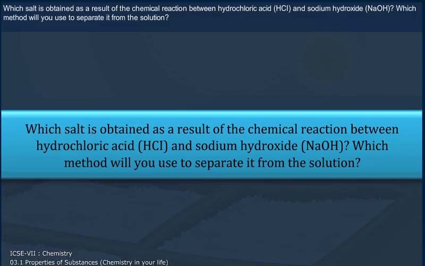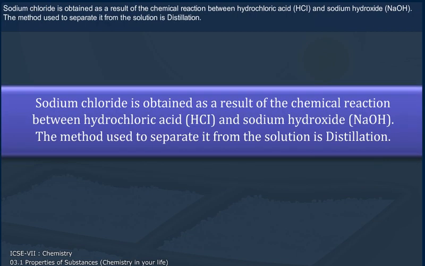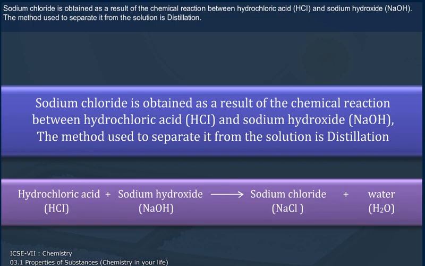Which salt is obtained as a result of chemical reaction between hydrochloric acid HCl and sodium hydroxide NaOH? Which method will you use to separate it from the solution? Sodium chloride is obtained as a result of chemical reaction between hydrochloric acid HCl and sodium hydroxide NaOH. The method used to separate it from the solution is distillation.